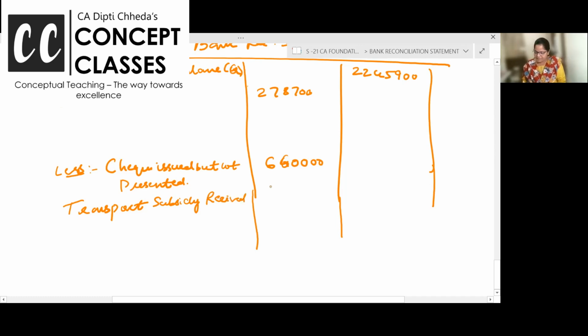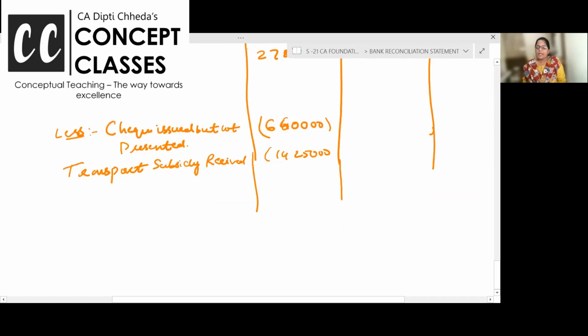Transport subsidy received, 14,25,000. Next, draft deposited in the bank but not credited. Okay, the draft is deposited in the bank.